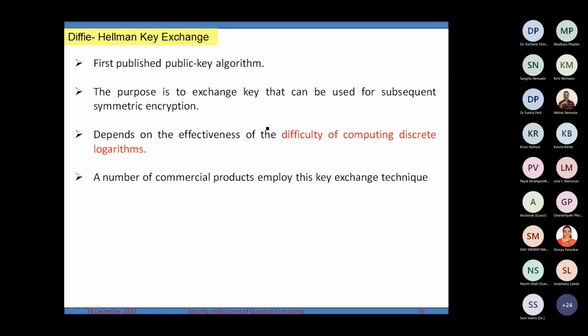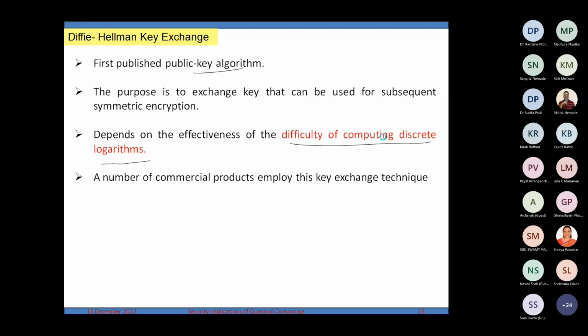There is one more algorithm called the Diffie-Hellman key exchange algorithm. This is the first published public key algorithm, and its strength depends on the fact that we don't have a computationally feasible algorithm to calculate discrete logarithms, just like we don't have a feasible algorithm to find the factors of a number.